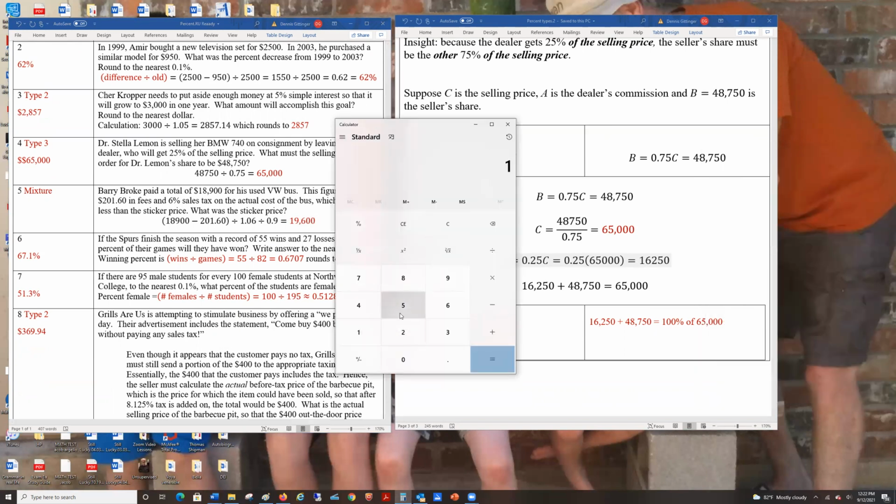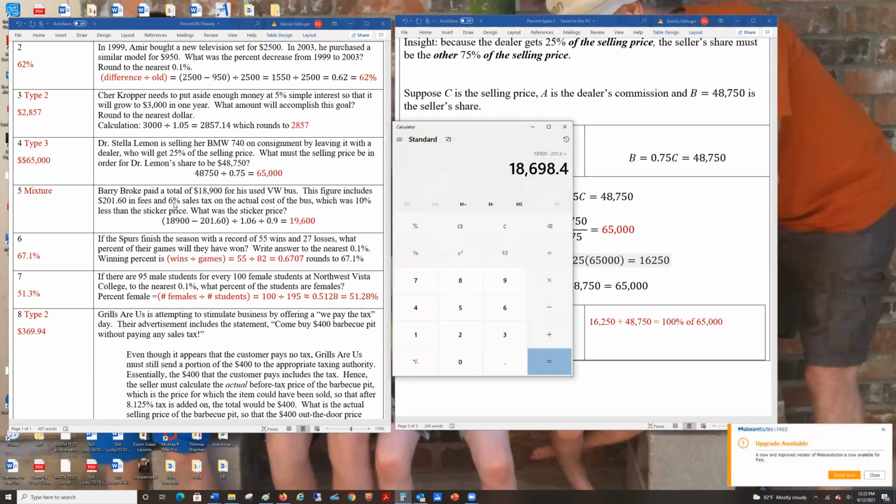So I get 18,900, and I subtract 201.60, and hit equals, and this number includes the tax of 6%. That means that number is 106% of something. So you don't just take 6% of that and subtract it out. You amazingly have to divide that by 1.06. So let's do that.